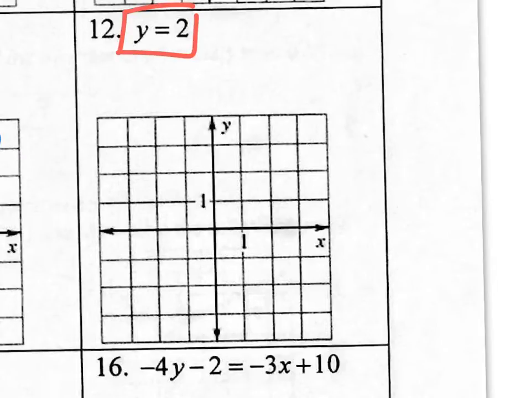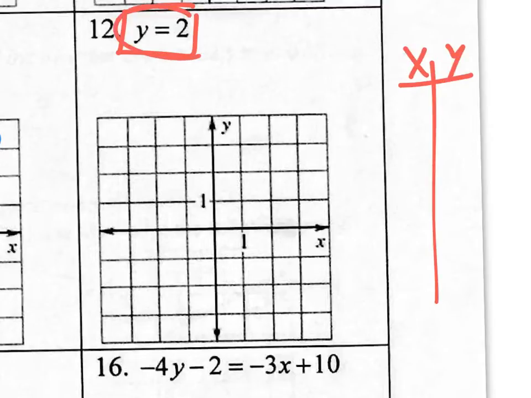Okay, now, the old method was with the xy table, and the only thing that this tells you right here is that your y values have to be 2. What about your x values? There's not even an x on here. So you could do anything you want for x. It could be negative 2, could be 0, could be 1, whatever. The only thing that matters is that your y values are 2.